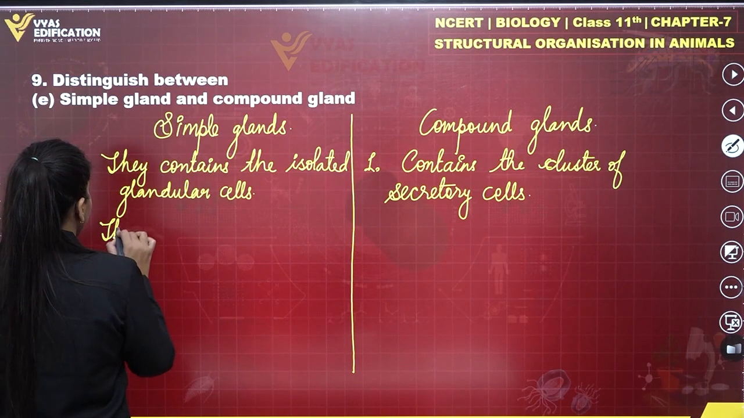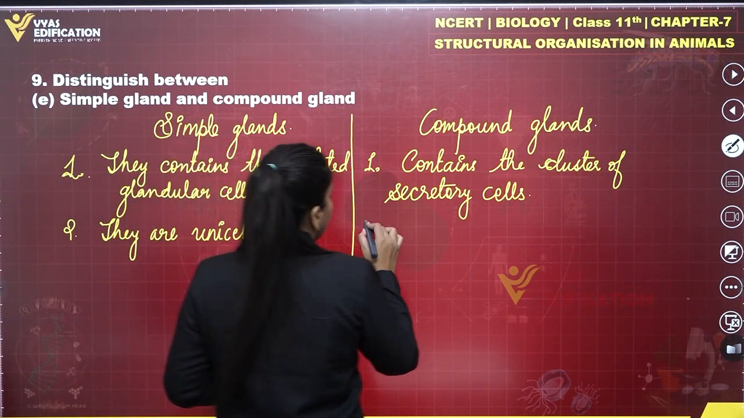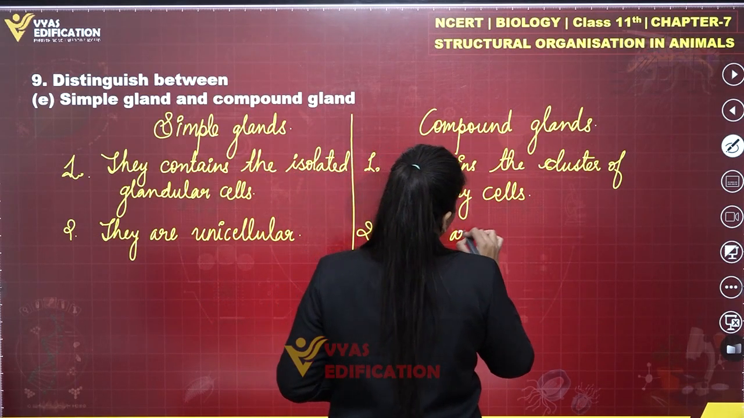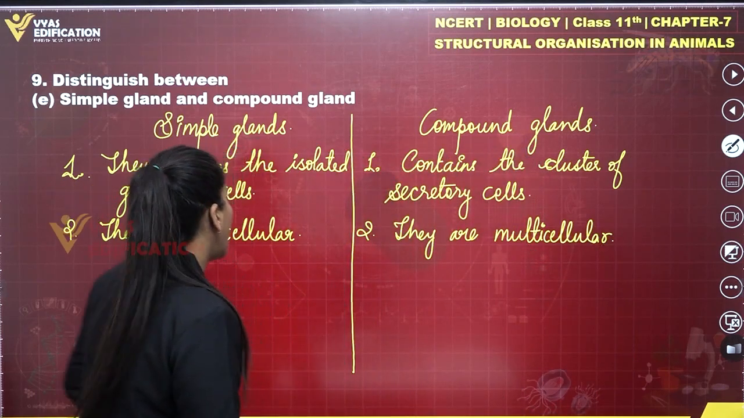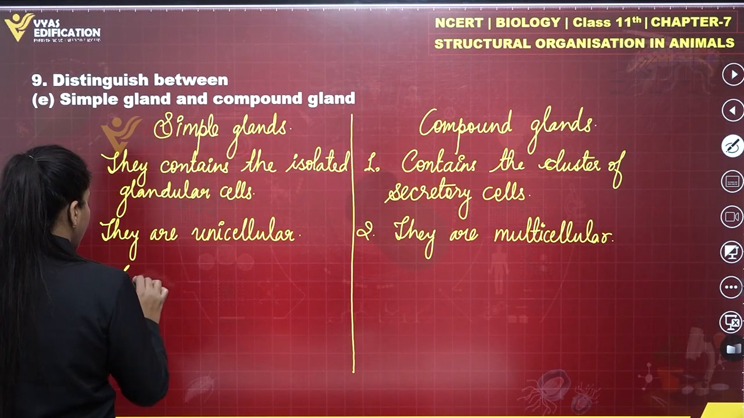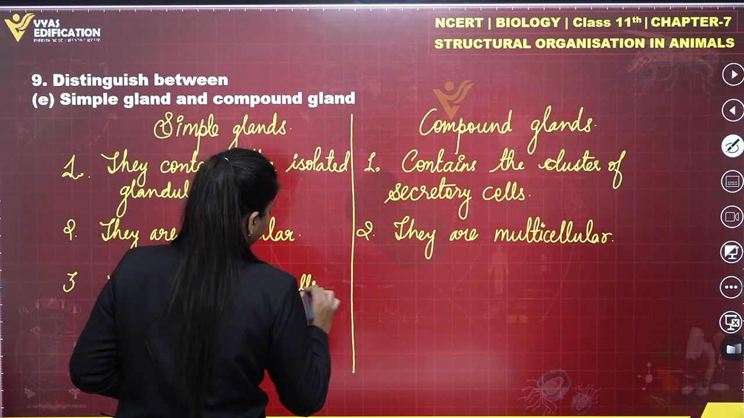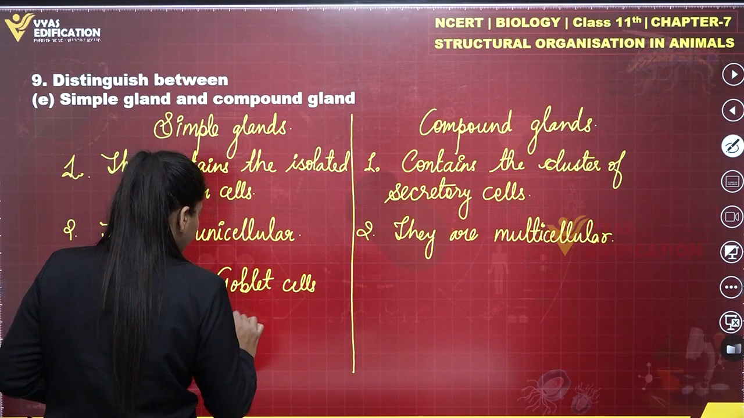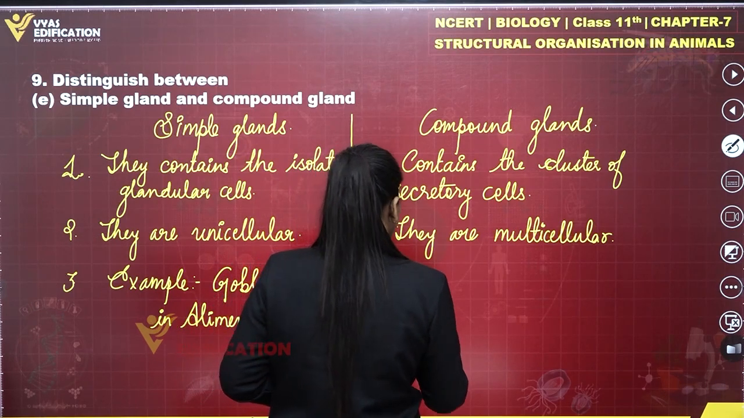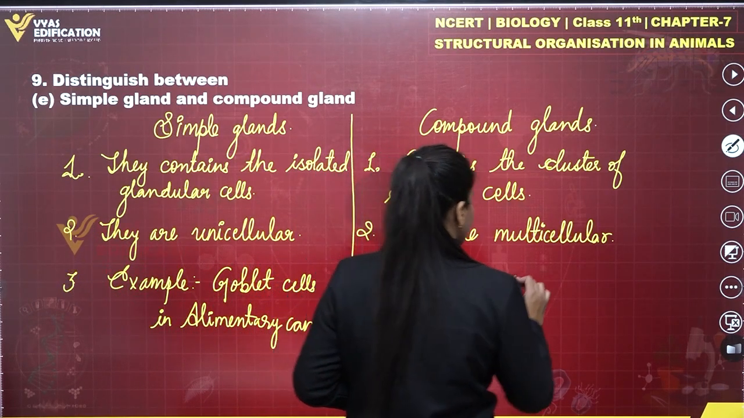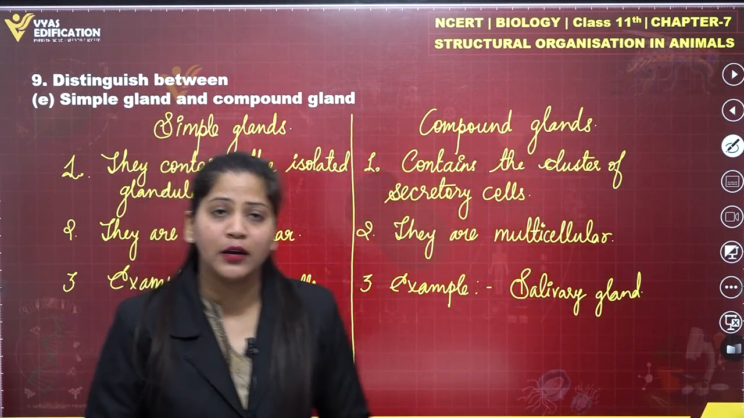The second point is they are unicellular, whereas compound glands are multicellular, right? Now for examples, the example of simple gland is goblet cell in the alimentary canal, and the example for compound gland is salivary gland. So this is your example for compound gland and example for simple gland.